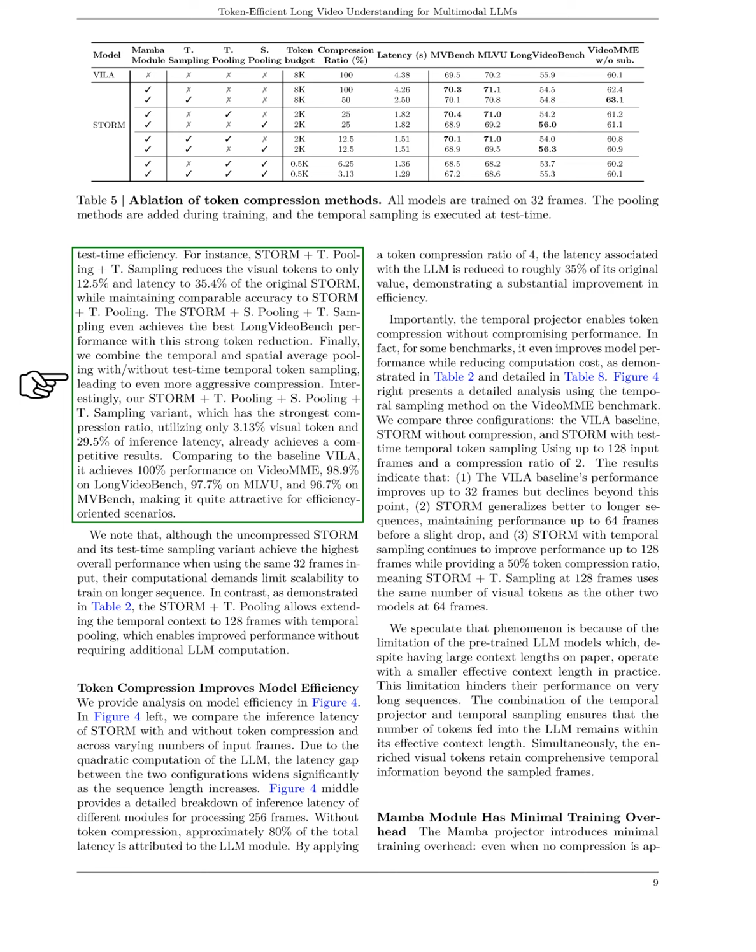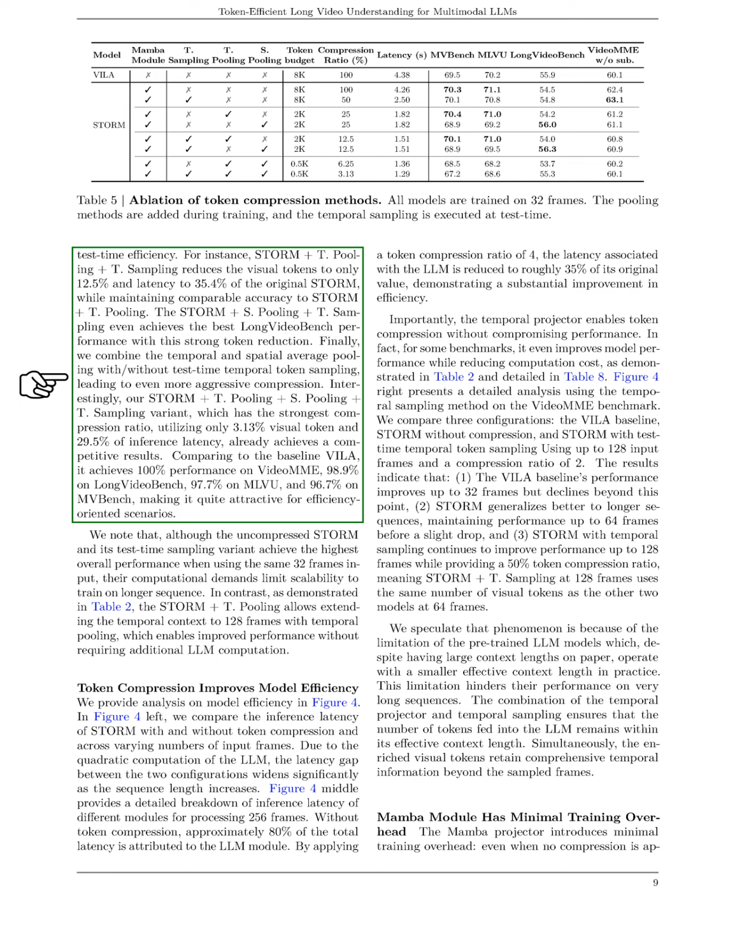We observe that while the uncompressed STORM and its sampling variant perform best with the same 32 frames input, their high computational demands limit their scalability for longer sequences. In contrast, our STORM with temporal pooling can extend the temporal context to 128 frames, improving performance without needing extra computation from the large language model, LLM.